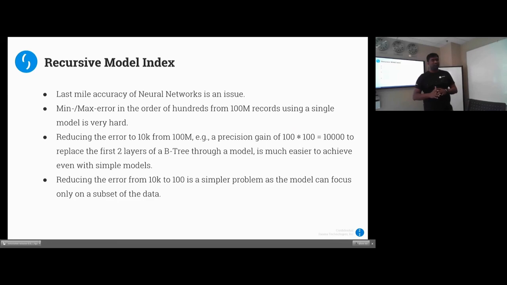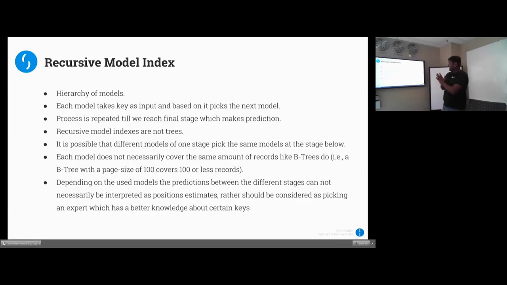Any questions so far? I see a lot of puzzled looks in the room. All right, so it's a hierarchy of models. It is not a tree. Each model takes a key as an input and tells you what the next model is. That's all it is. The process is repeated till you reach the last stage.